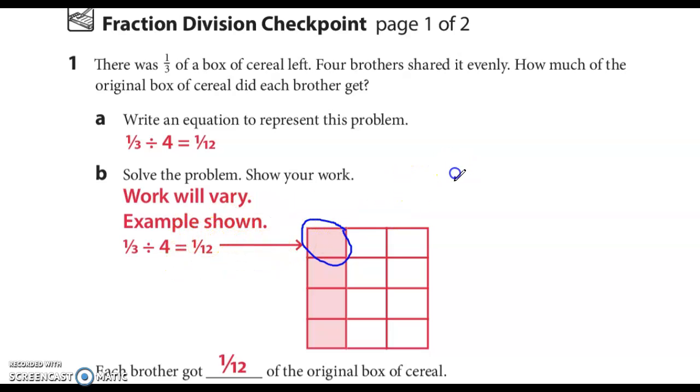Another way you could have solved the problem was taking 1/3 and dividing by 4, and you could use the keep, change, flip method. So you're going to keep the 1/3, change the division sign to a multiplication, flip the 4, and remember 4 would be over 1, so you would flip it to be 1/4, and then go ahead and multiply it out. 1 times 1 is 1, and then 3 times 4 is 12. So each brother got 1/12 of the original cereal box.